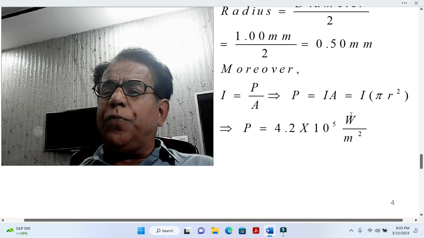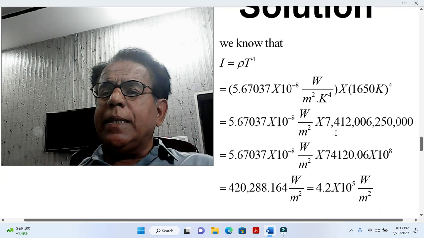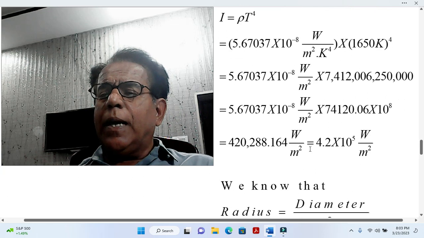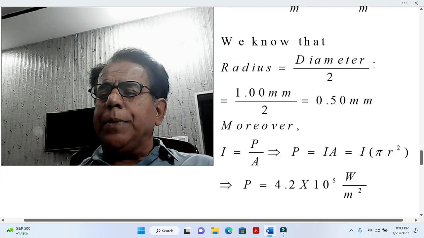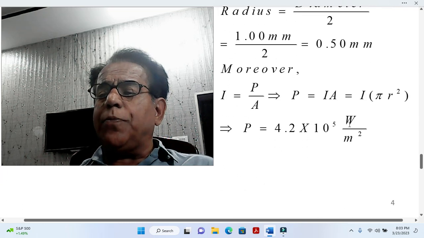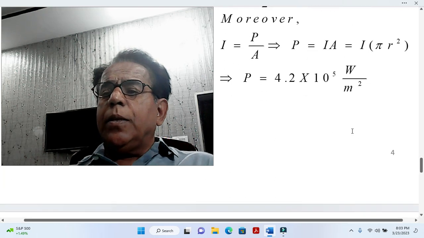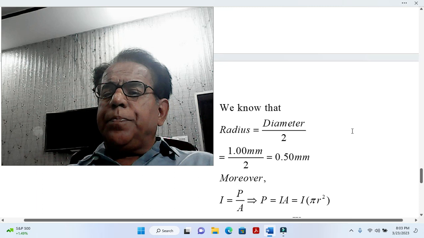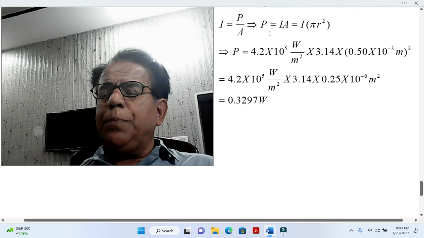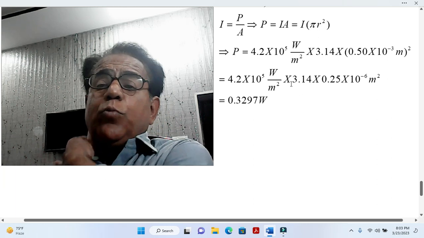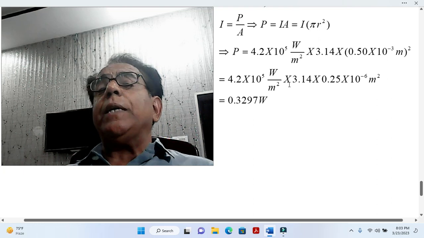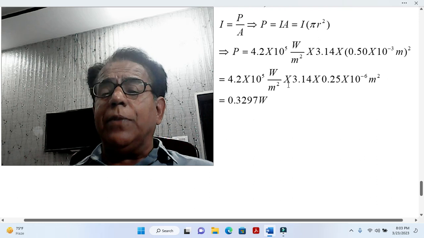We have used the value of I which we found previously: I is equal to 4.2 into 10 to power 5 Weber per meter square. In place of I we have used 4.2 into 10 to power 5 Weber per meter square, and in place of pi we have used 3.14. Dear students, we know that pi is 22 by 7.